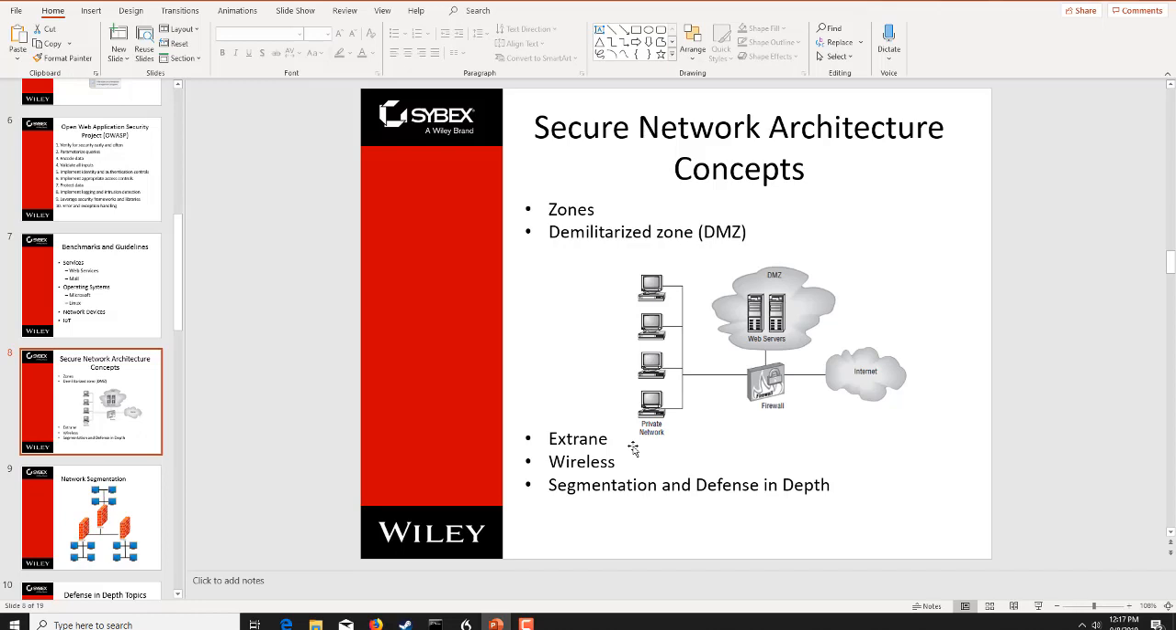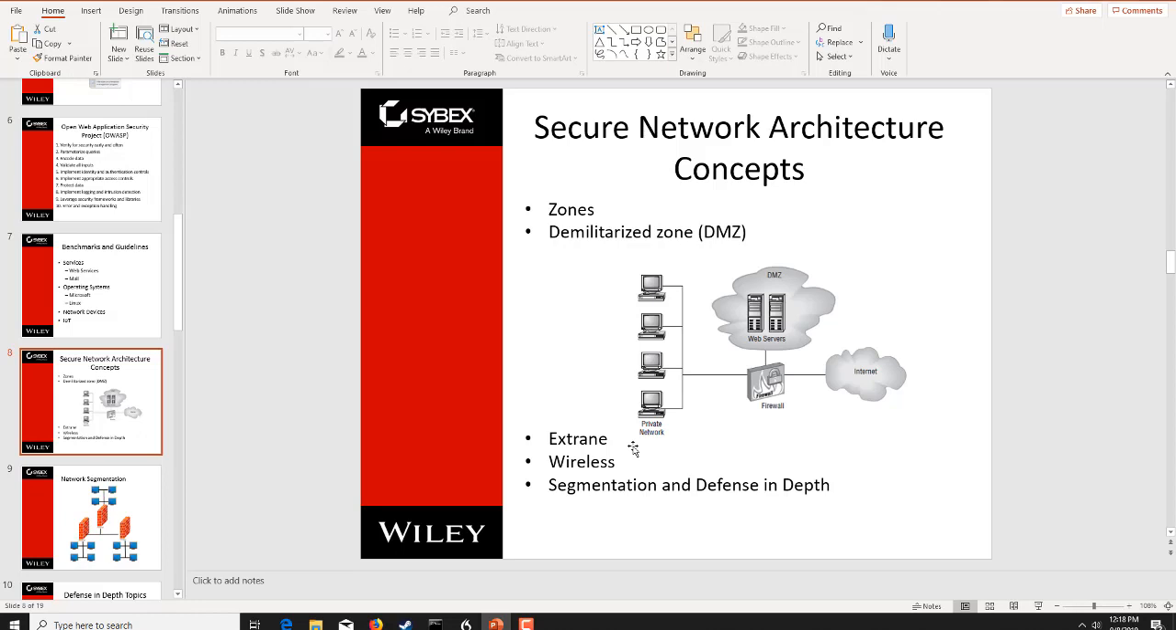An extranet is just like that, but you're sharing it with a business partner or other entity. It is still closed. It's not the internet. It's not free out there to everybody. It's still closed, and you might be linking to that extranet via a WAN link or a VPN.